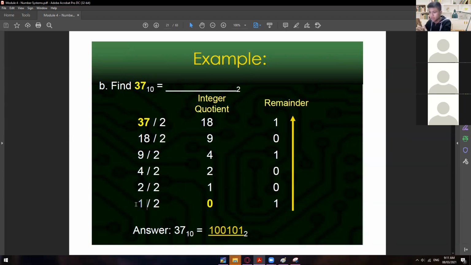And then whatever is the numerator, just put here 1. Once the value is already 0 on the integer part, that's the time that you will stop and then read the remainder part, from bottom to top. So 1, 0, 0, 1, 0, 1. All right, did you guys get how we converted this 37 base 10 to 100101 base 2?